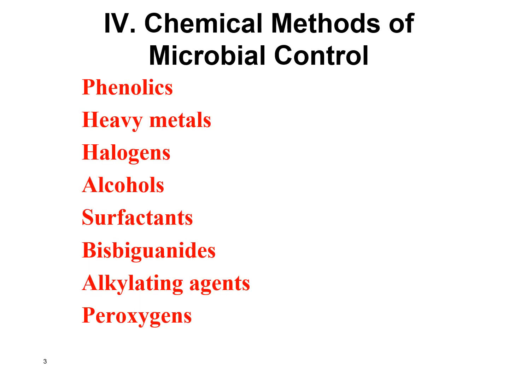There are a lot of chemicals that can be used to control microbial growth. So we're going to take a look at a lot of these different chemicals. We'll start with the phenolics and go through to the peroxygens.